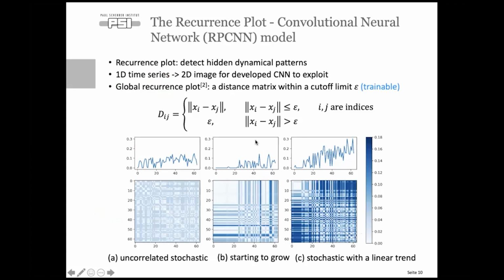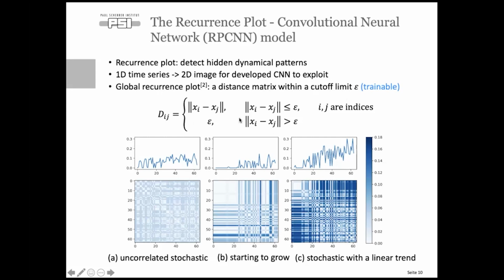And now I'm going to introduce how we treat our time series. We use a method called the recurrence plot, which can detect hidden dynamical patterns inside time series. Basically, a recurrence plot captures the recurrence of different values inside a time series. It transfers a one-dimensional time series into a two-dimensional image. And since we have an image, we can use a highly developed convolutional neural network to exploit that information.